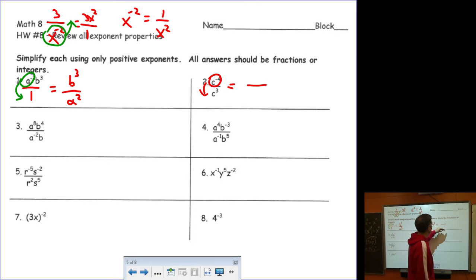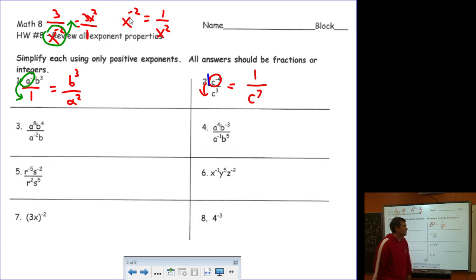Number 2, I need to take this thing that's got a negative exponent and move it to the bottom. That gives me all 7 c's on the bottom. The c to the third, it's got a positive exponent. It stays on the bottom. The only thing left on top is the coefficient of c to the negative fourth, which is a 1. So I end up with 1 over c to the 7th.